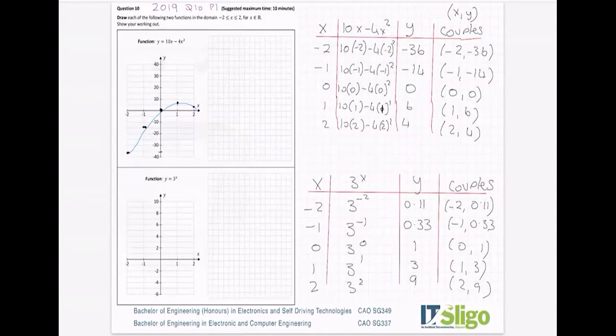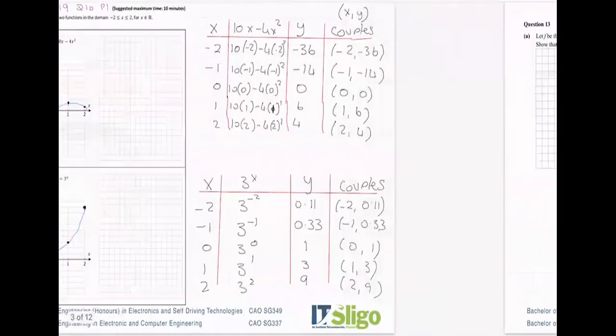Okay, so minus 2, 0.11. Well, it's very hard to plot 0.11. The best you can do is plot it a tiny bit above the 0 line. Minus 1, a third. Again, quite hard to plot. 0 goes up to 1, which is only halfway there. 1 goes up to 3, that's getting a bit easier. And then 2 goes all the way up to 9. Okay, and then a typical curve is flat and then takes off. Okay, so that was the 2019 question.